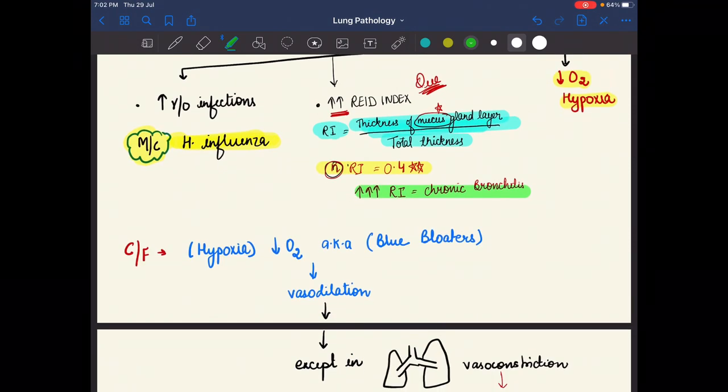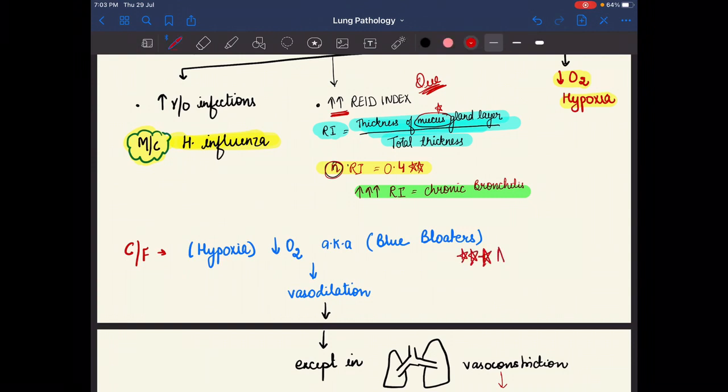Now the clinical feature. As there is hypoxia, these patients are known as blue bloaters because there is a deficiency of oxygen. Blue bloaters are seen in chronic bronchitis patients, and pink puffers are seen in emphysema patients. Okay, please remember these points.